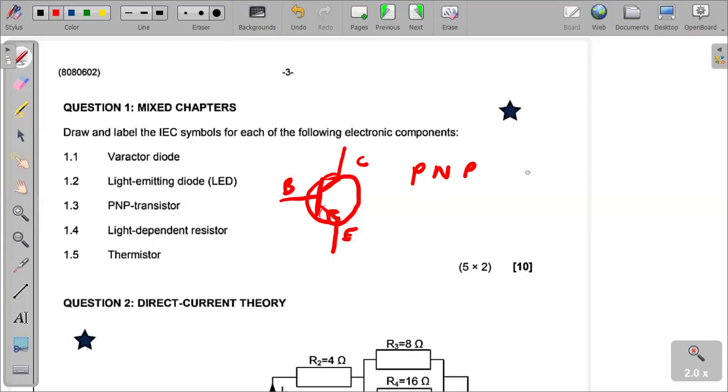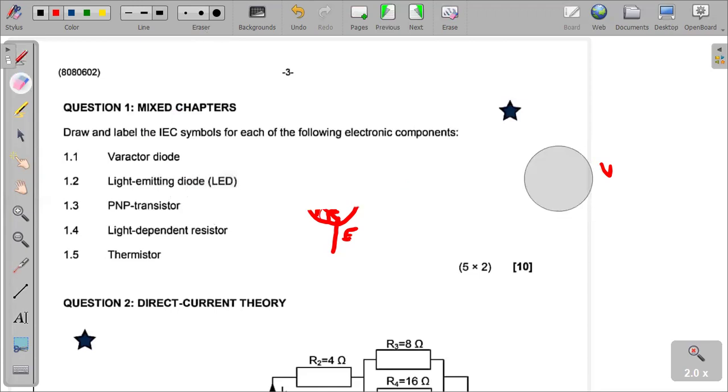So how best can you not make a mistake? For the NPN, you say not pointing in, so you know that it's pointing outwards. For the PNP, you say pointing in, pointing in. So you don't make a mistake. It's just a way of trying to remember. So that's the PNP transistor symbol.